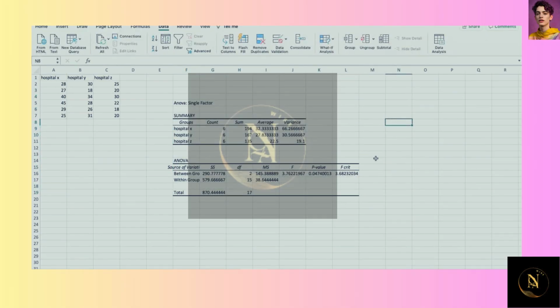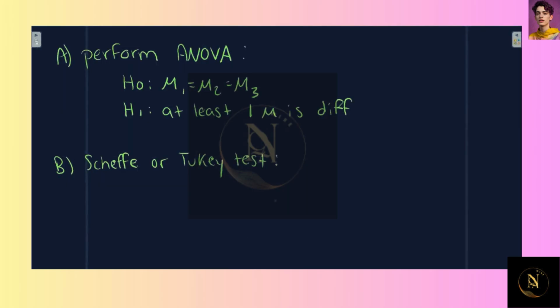So this is the results of our one-way ANOVA test. And what we really want to look at is our critical value and our test statistic. We will have a significant result if our test value is larger than our critical value. So is 3.76 larger than 3.68? Yes, it is. So we can reject our null hypothesis.